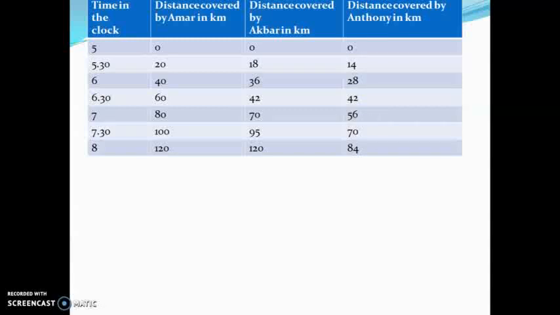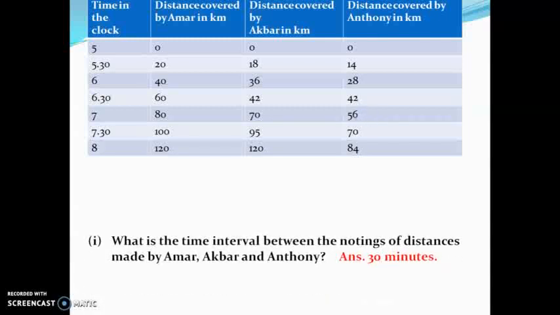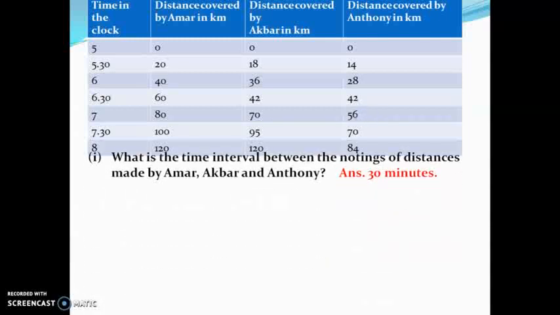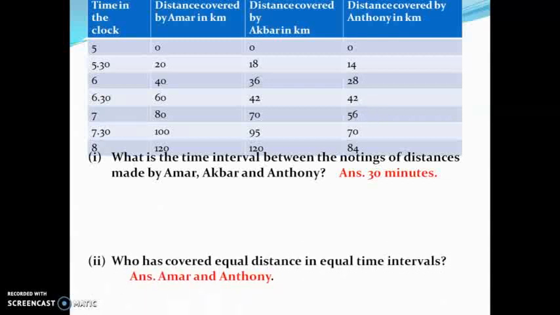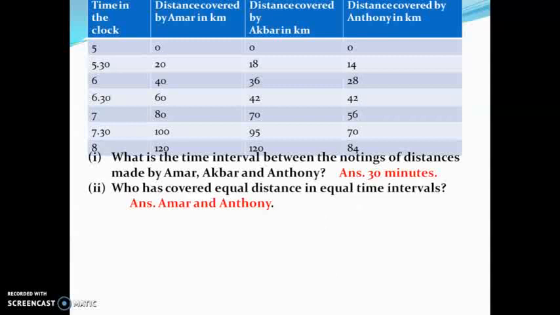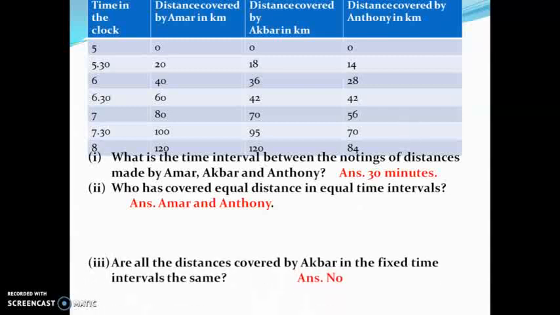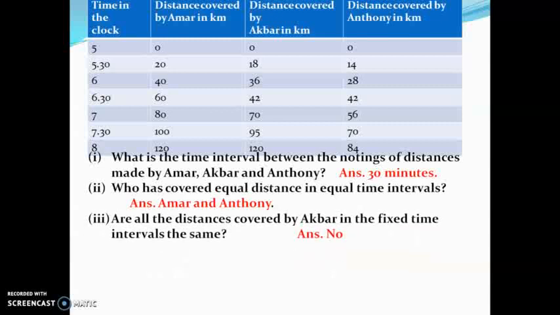Now let's solve some questions based on this. What is the time interval between the notings of distance made by Amar, Akbar and Anthony? The answer is 30 minutes. Who has covered equal distance in equal intervals of time? From the table very clearly we can say that it is Amar and Anthony who have covered equal distance in equal time intervals. Are all the distances covered by Akbar in the fixed time interval the same? The answer is no.